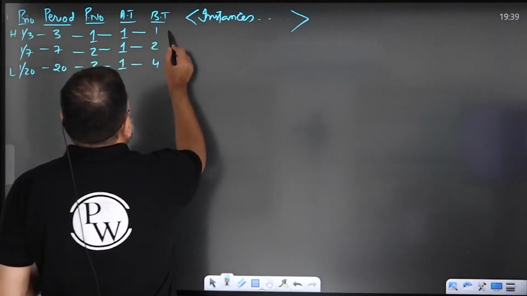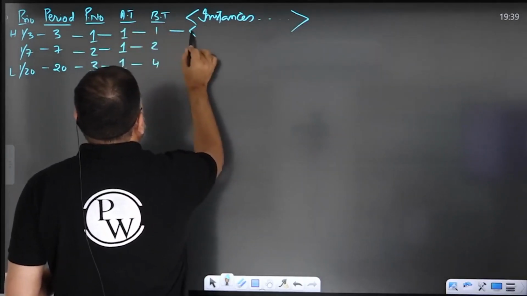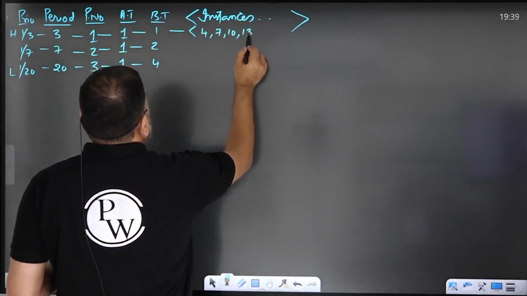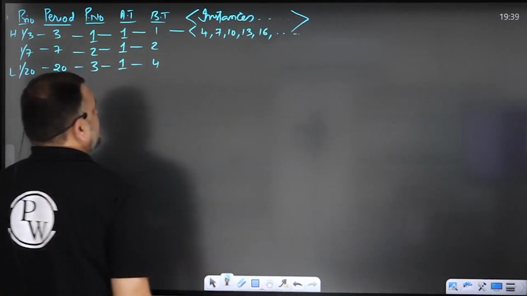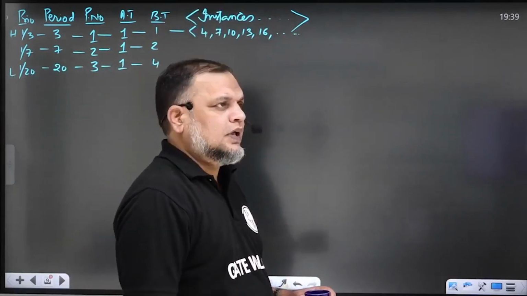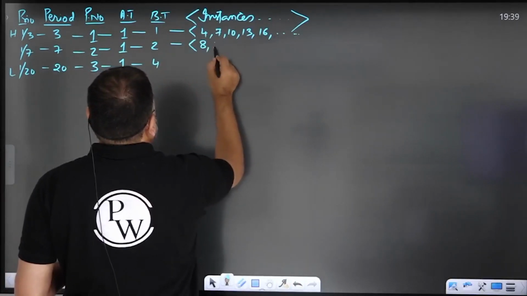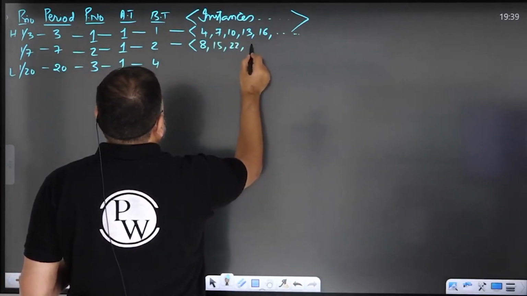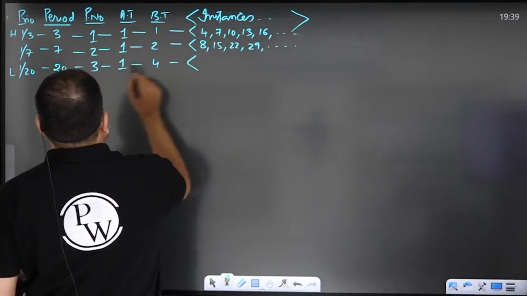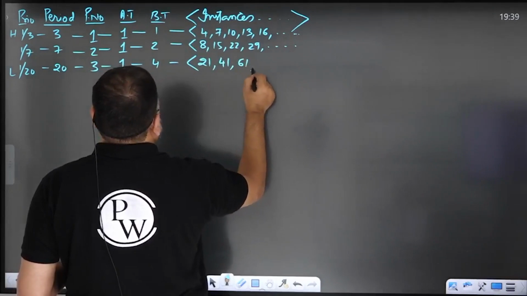Now instances, if you mark, look at this. The first instance of all processes is at 1. The next instance of P1 will come at 1 plus 3, 4. Next will come at 7, next at 10, 13, 16 and so on. Duration of 3 units starting from 1. For P2, starting from 1, duration of 7 units. So 1 plus 7, 8, 8 plus 7, 15, 22, 29 and so on. Third, first instance at 1, next 21, next 41, next 61 and so on.